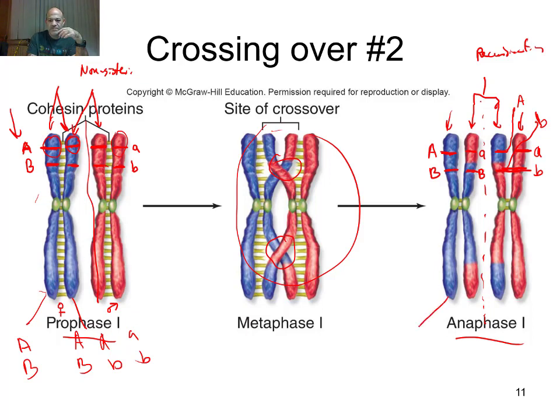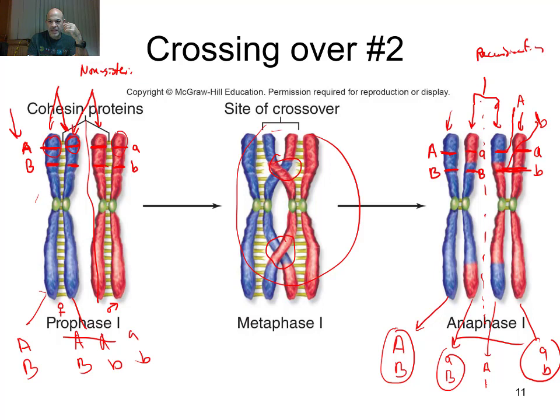But over here, we're going to end up with a sperm or an egg that has big A, big B, and another sperm or an egg that has little a, little b. But over here on this one, now we're going to get a sperm or an egg with little a, big B, and then another one with big A and little b. And so here you end up with gametes. Just looking at those two genes, those are genetic recombinants.